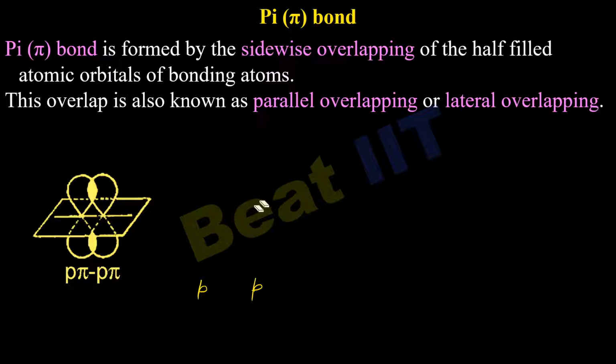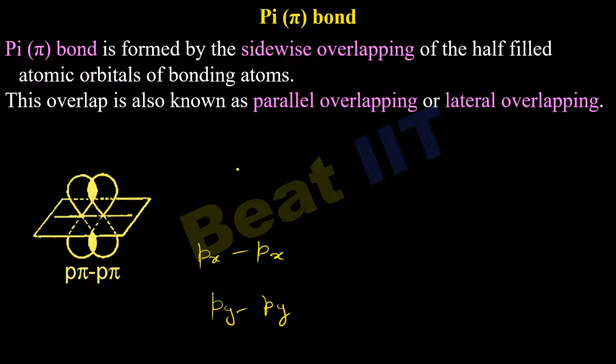Now this p orbital can be px. So if it is px, the other one will also be px. So px orbitals of two different atoms, when they come closer, can form pi bond. It can be py also, not pz. Pz will always form sigma bond. Px and px will form pi bond, or py and py will form pi bond because they will be parallel.